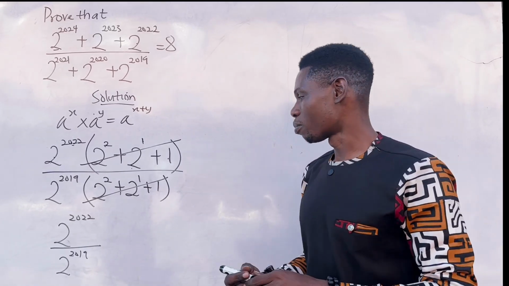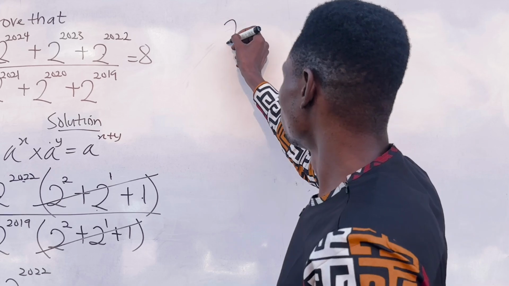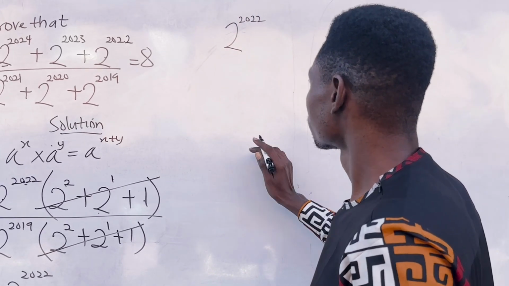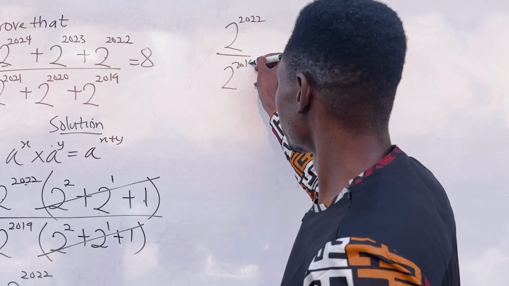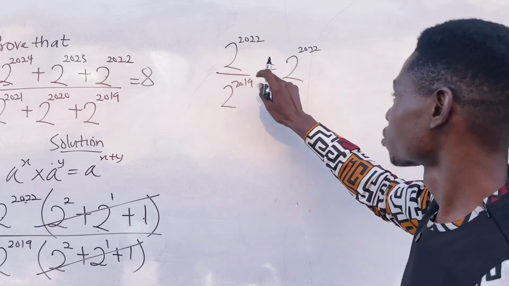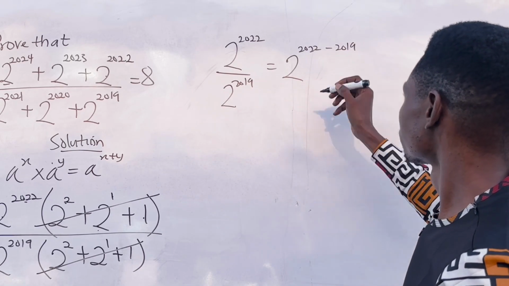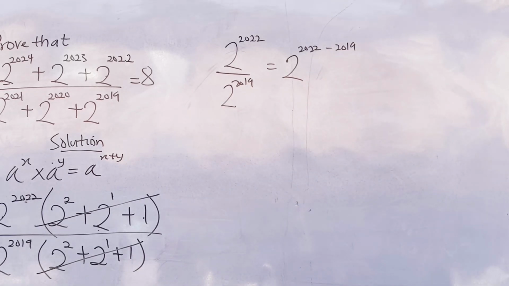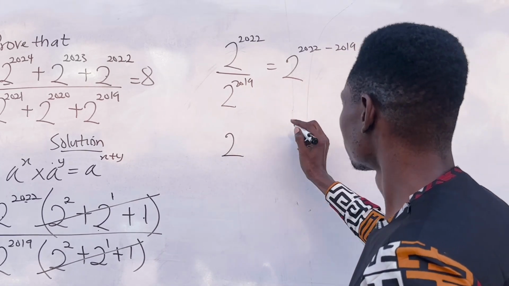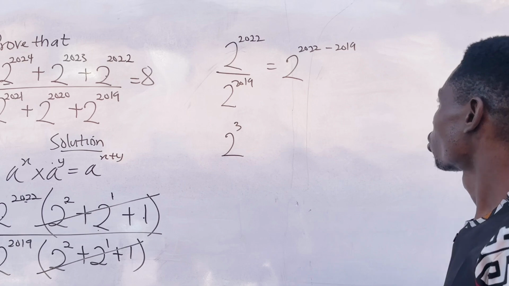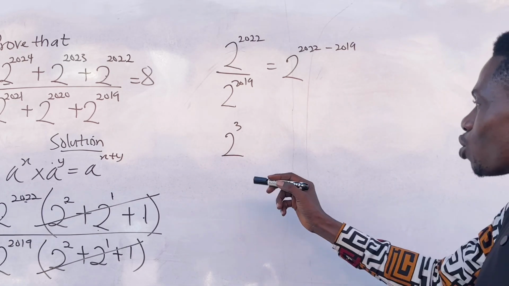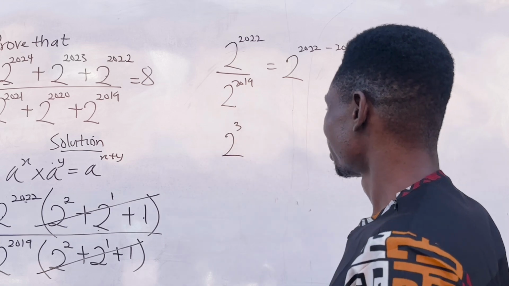So applying that principle, we'll have 2 raised to the power 2022 minus 2019. Bringing it down, we'll have 2 raised to the power 3, because 2022 minus 2019 is 3. And 2 raised to the power 3 is 8.